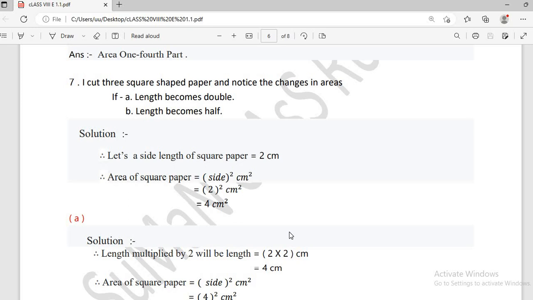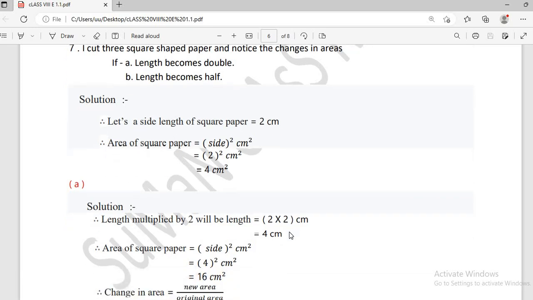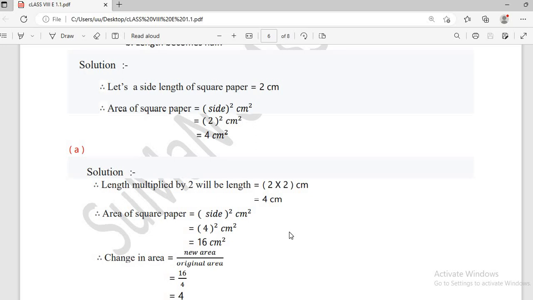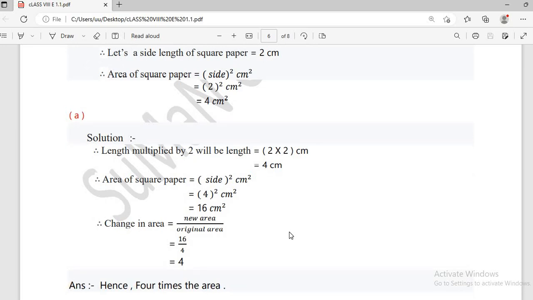তাহলে দ্য স্কোয়ার পেপার আমরা যে নতুন পেপারটা নিলাম তার ক্ষেত্রফল 4 সেমি স্কোয়ার পেলাম। তাহলে কোশ্চেন নাম্বার এ হচ্ছে লেন্থ বিকাম ডাবল। The solution length multiplication by 2 will be length. তাহলে 2 into 2 is equal to 4 semi. The area of the square paper, the side square, is equal to 4 square is equal to 16 semi. The change in area, তাহলে new area by original area, তাহলে 16 by 4 is equal to 4. Hence the 4th time of area, মানে আমাদের যে ক্ষেত্রফল সেটা হচ্ছে 4 গুণ বড় হলো, তাই লিখলাম hence 4th time of area.